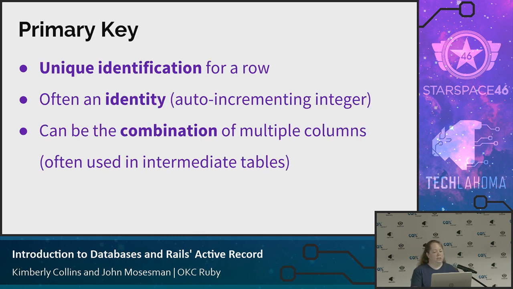We talked about primary keys. Those are the unique identifications for the rows. Very often that's just going to be an identity, which is an auto-incrementing integer, so just 1, 2, 3. In an intermediate table, which we'll talk about later, that can be the combination of multiple columns, but if it's not an intermediate table, very often it's going to be just an auto-incrementing integer.